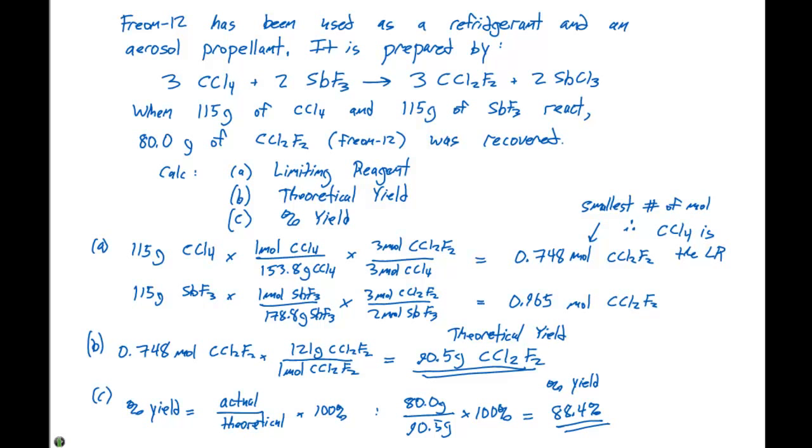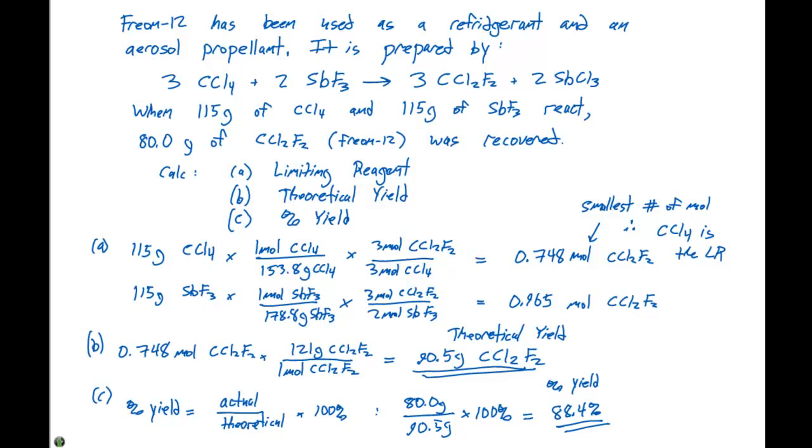So to sum everything up, we were given a balanced chemical equation, and we said that 115 grams of each reactant were able to react. We were able to recover 80 grams of the Freon 12. From this, we can calculate the limiting reactant. So we convert over to the moles of the product for each of these reactants.